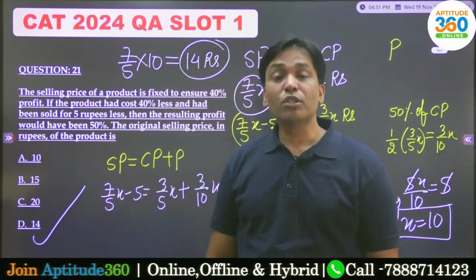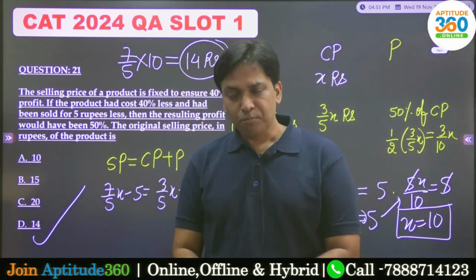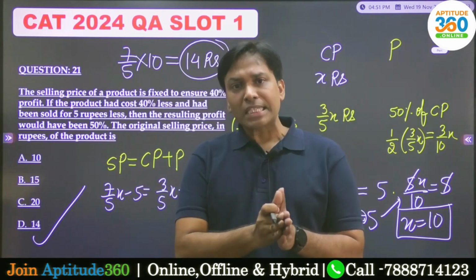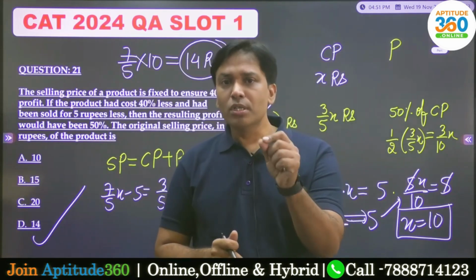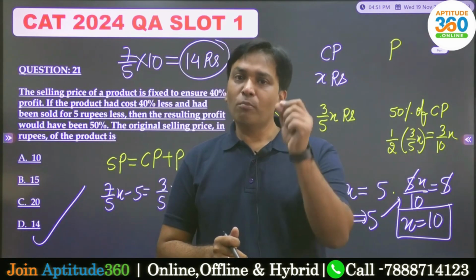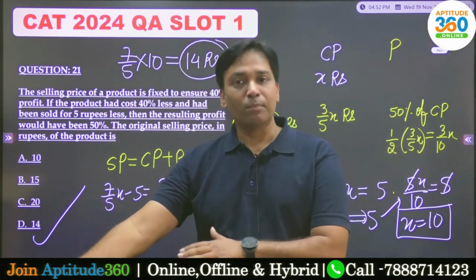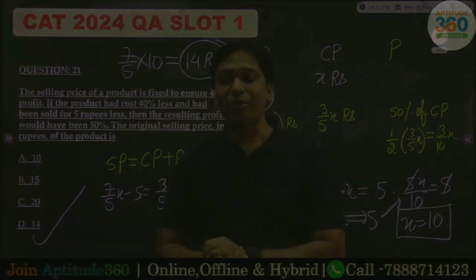What is your right option? Option number D. Isn't it simple? In order to crack your CAT examination, you should be able to choose simple problems, and your methods must also be simple. Only then will you be able to crack 99 plus percentile, right? Okay.